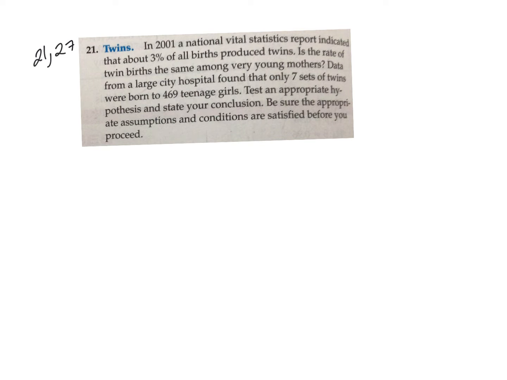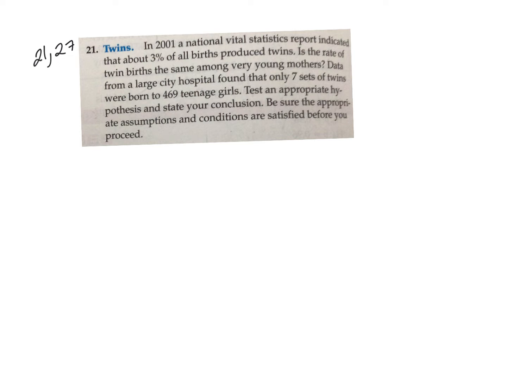All right, let's go over number 21 and 27 from the homework. In 2001, a national vital statistics report indicated that about 3% of all births produced twins. Is the rate of twin births the same among very young mothers? Data from a large city hospital found that only 7 sets of twins were born to 469 teenage girls. Test an appropriate hypothesis and state your conclusion. Be sure the appropriate assumptions and conditions are satisfied before you proceed.